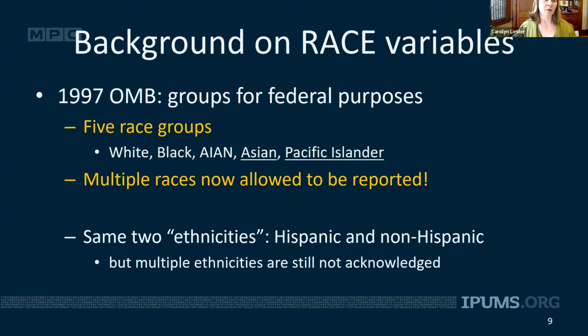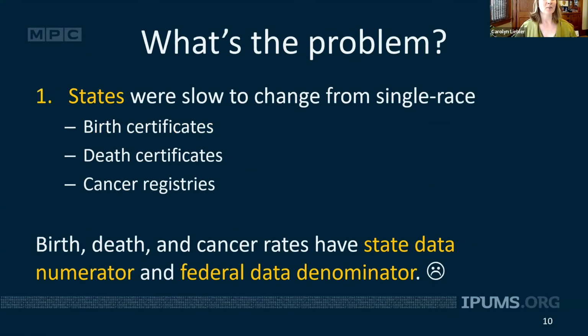Notice the emphasis on federal. So it's great that people can more accurately describe themselves, but one of the problems is that this was a federal mandate and states were not mandated to follow through. So states were slow to change from single race, and only recently, 25 years later, have developed systems that more consistently include the option to report multiple races.